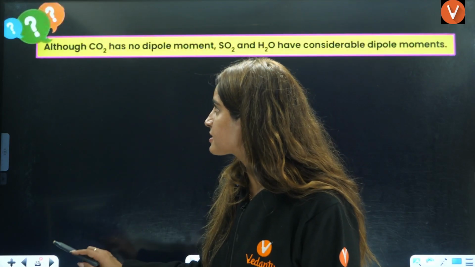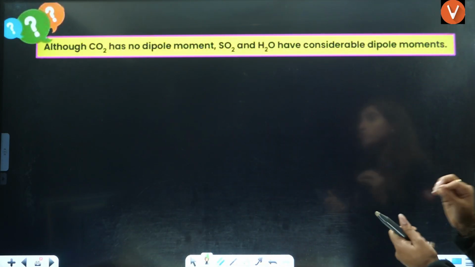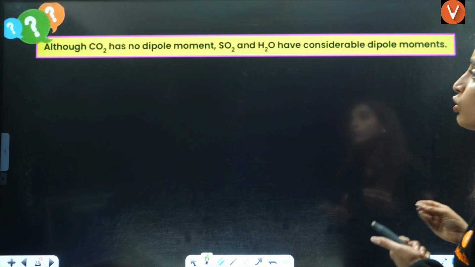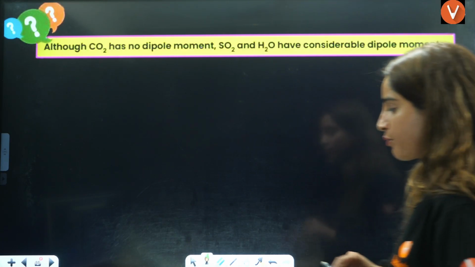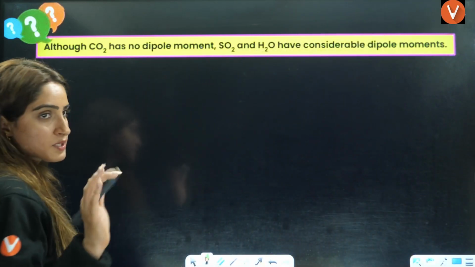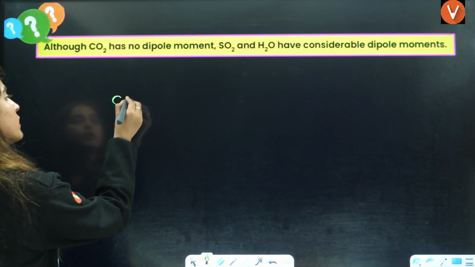Okay, let's understand with the help of a fun question here. Although CO2 has no dipole moment, SO2 and H2S have considerable dipole moment. Why? So you have to know the shapes here, right? If you don't know the shapes, you won't be able to understand this. CO2 is this thing.